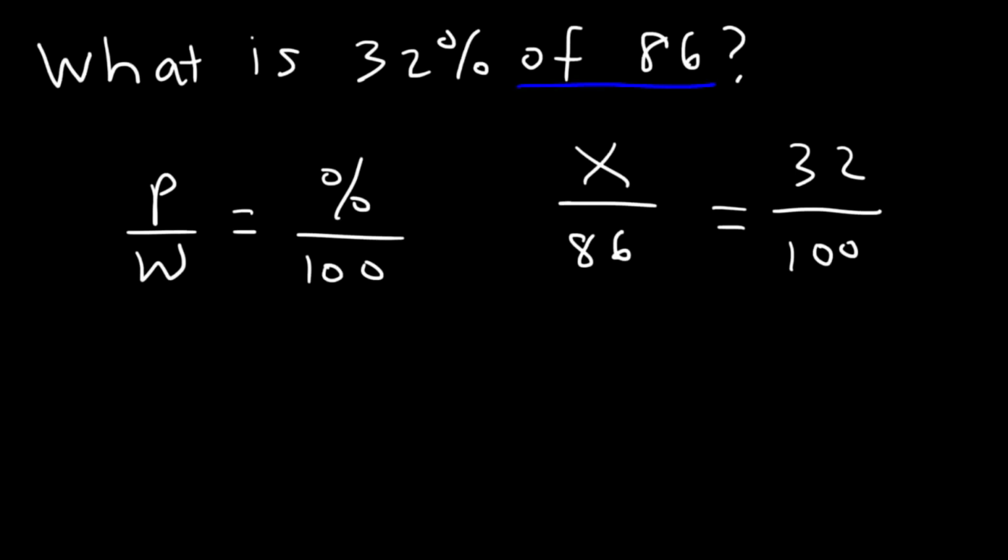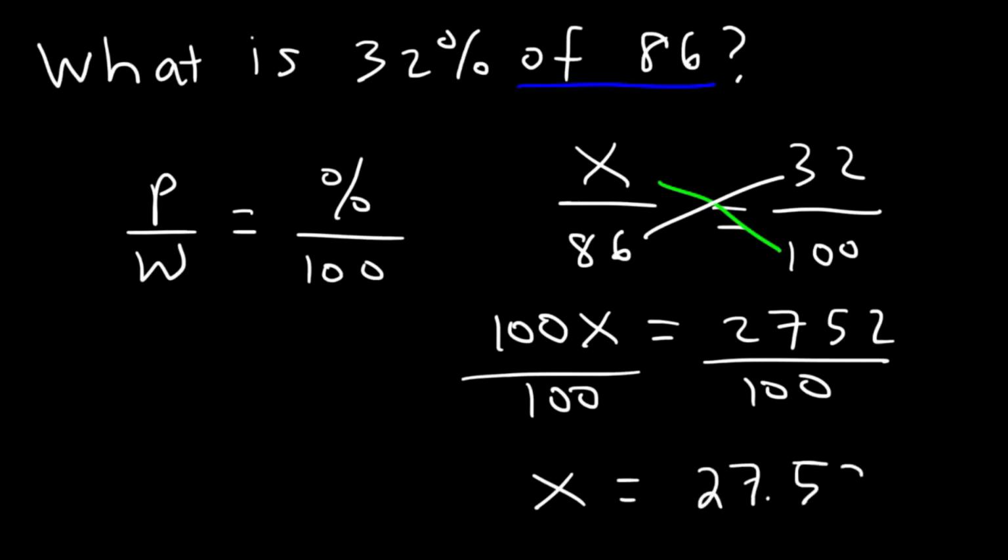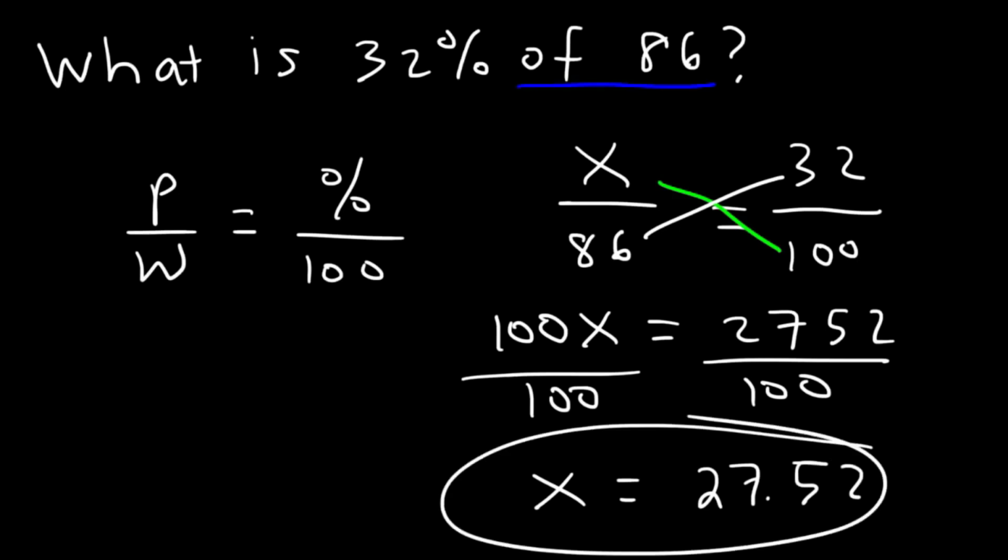And now we just got to cross multiply. So x times 100 is 100x, and 86 times 32, let's find the value for that. That's going to be 2752. So all we got to do is divide 2752 by 100, and that's equal to 27.52. So 27.52 is 32% of 86, and that's the answer.